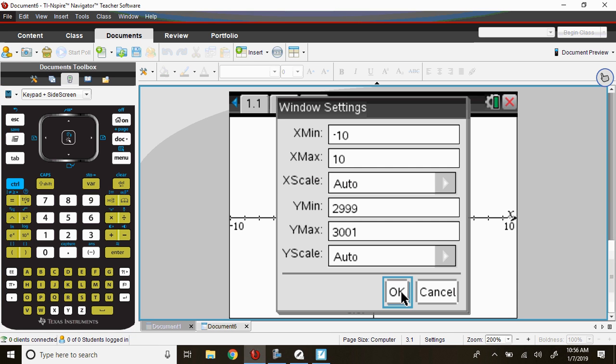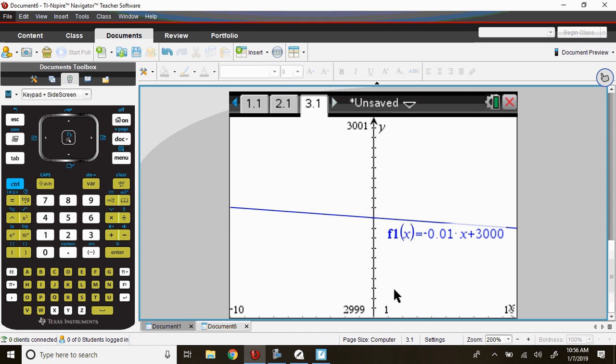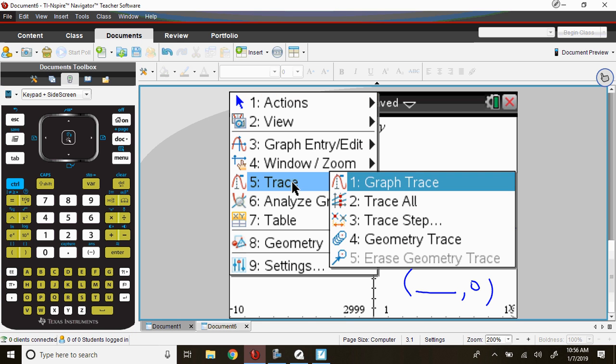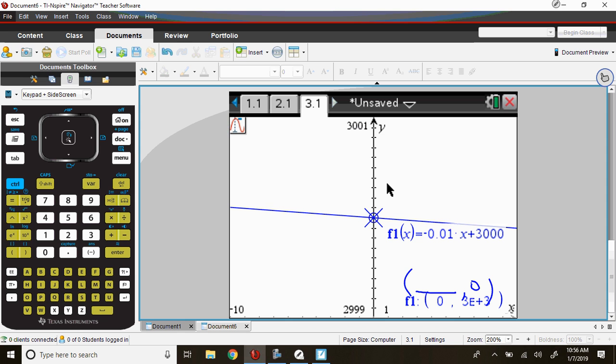And let's look at it now. Oh, there's the graph. There it is. The graph is falling from left to right. The graph will go through the x-axis at some point. The question is, what is the value of x when y is 0? Oh, we could do that trace thing. Menu, trace, graph trace. Hey, there's our y-intercept, 0, 3,000.